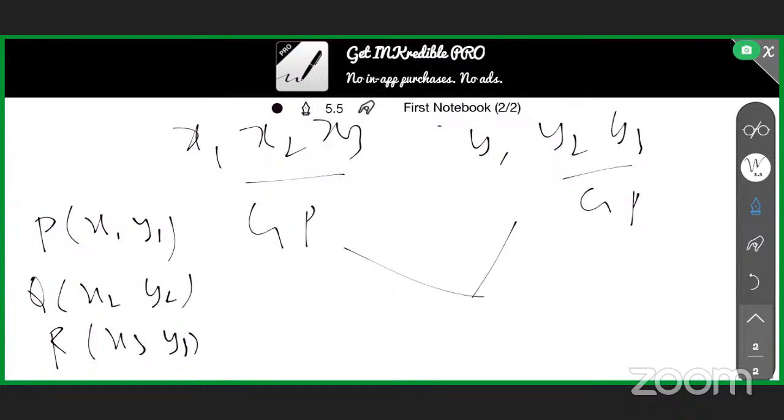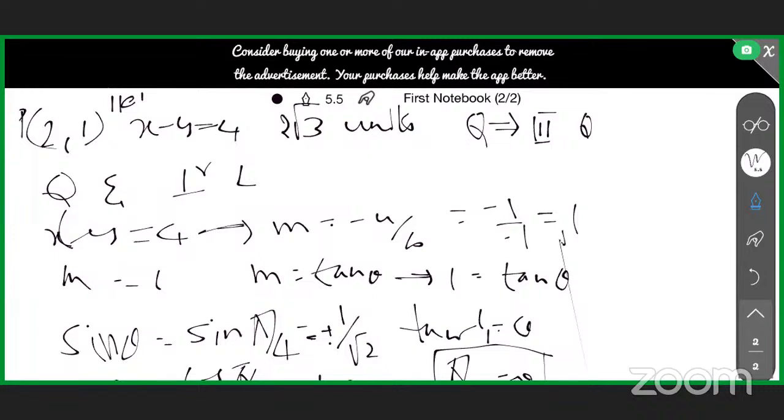What are the options? First option is lying on a straight line. Second option is lying on a circle. Third option is lying on an ellipse. Fourth option is that they are the vertices of a triangle. So what I'm telling is x1, x2, x3 and y1, y2, y3 are in GP.